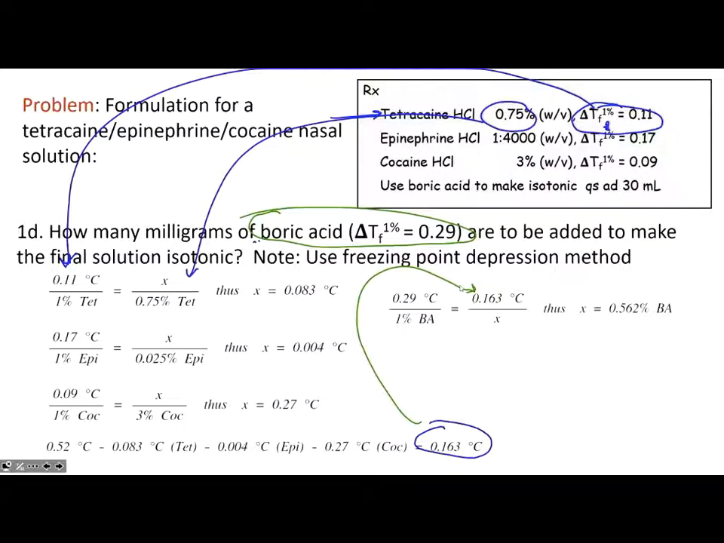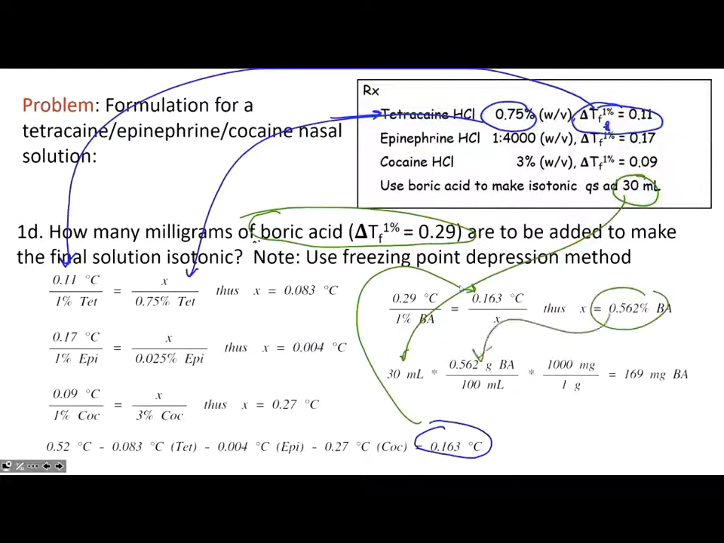Last step to actually figure out how many milligrams of boric acid is just to take that percentage concentration with the volume I'm making. So remember, I want 30 milliliters. So if I start with 30 milliliters and I multiply it by that concentration expressed in grams per mL, so that milliliters cancel, and then just convert it to milligrams by multiplying by 1,000, I determined that I need to add to my 3 drugs an additional 169 milligrams of boric acid to make it isotonic.